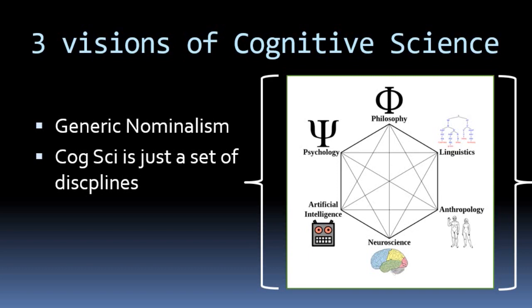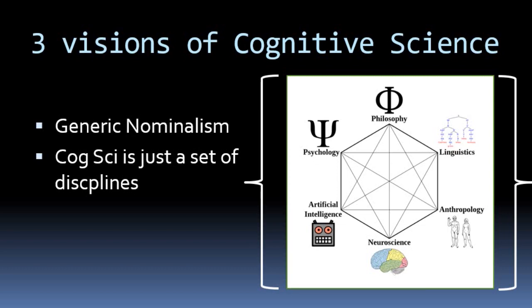So this is one way that cognitive science could go. In this scenario, in this way of seeing how things are going and how they should go, it doesn't really end up being an integration. It's just a bunch of separate disciplines that for some reason have conferences together. There's not much integration going on. So that's generic nominalism. If the argument that I gave you just a couple minutes ago is a good one, this isn't going to cut it.